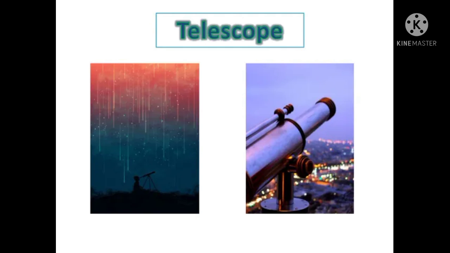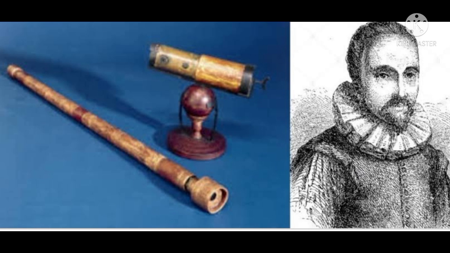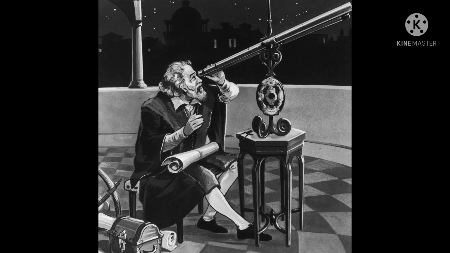Not only can we see tiny objects, but we can also see distant objects like stars, planets, etc. with the help of a telescope. A telescope is an optical instrument to see distant objects. The first telescope was invented by Johann Lippershey in 1608.